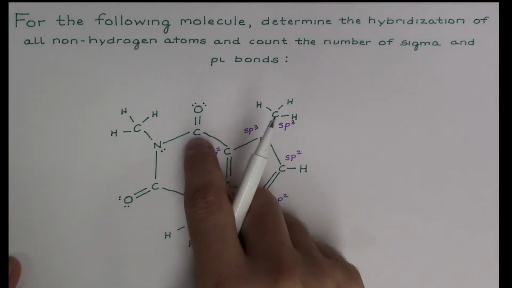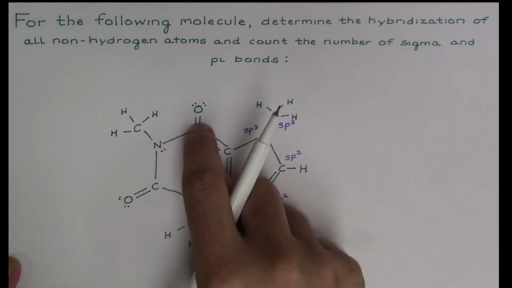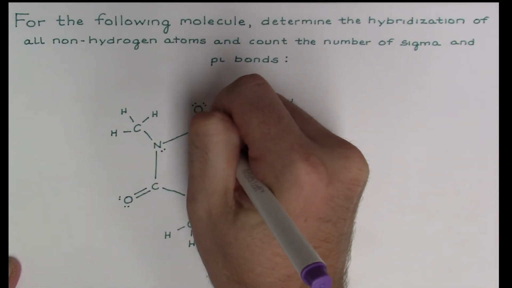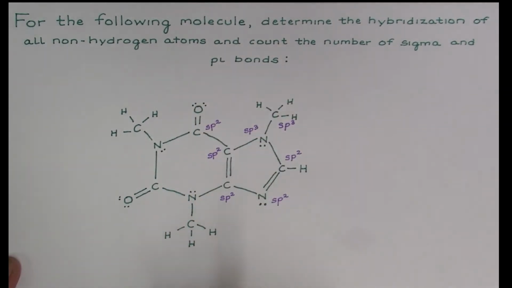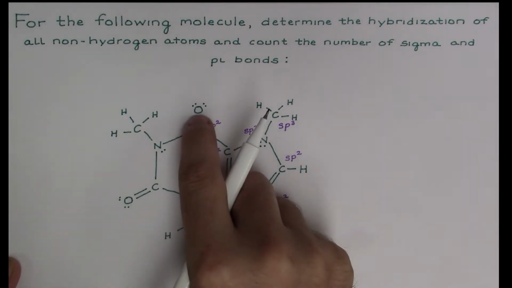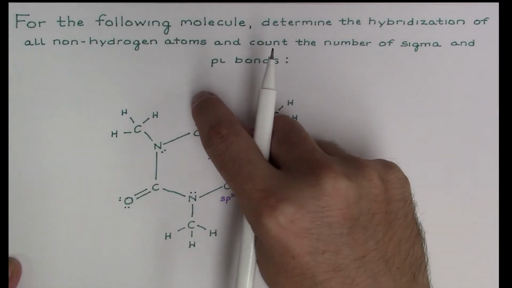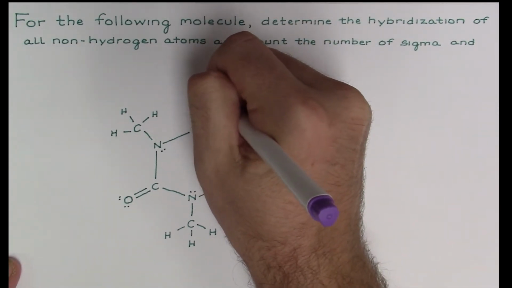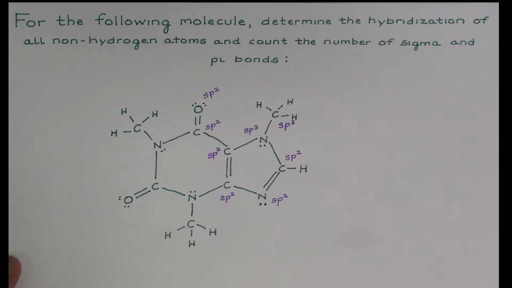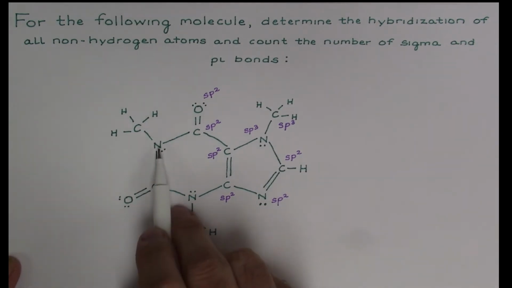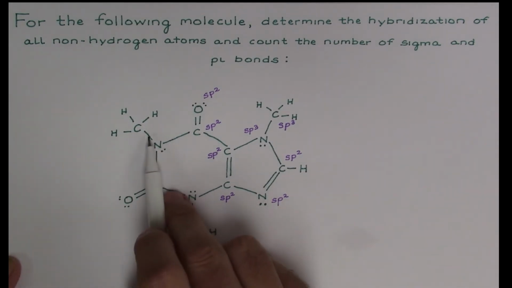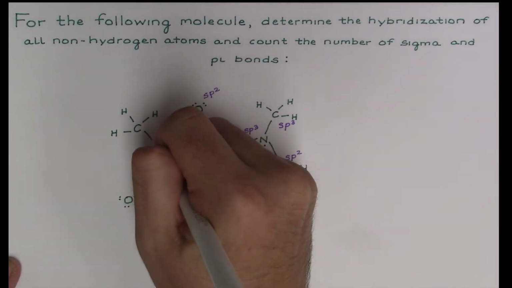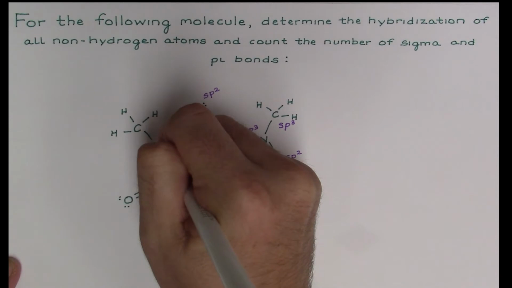For our carbon at the top, notice that it has 3 attachments, 1 to a carbon, 1 to a nitrogen, and to the oxygen with a double bond. So that will be sp2 hybridized. For our oxygen, we have a double bond and 2 lone pairs. This would also be sp2 hybridized. For our nitrogen, notice that we have 4 total attachments, 3 single bonds and a lone pair. This will make this sp3 hybridized.